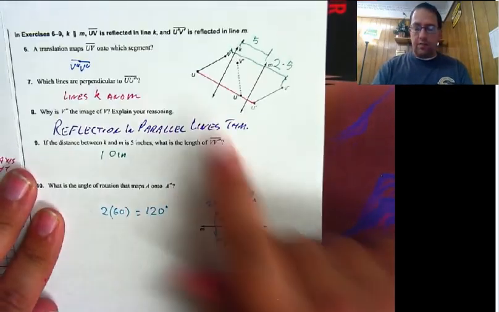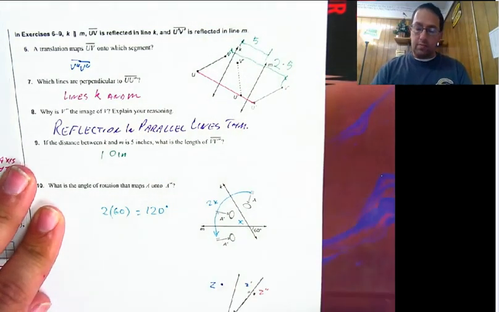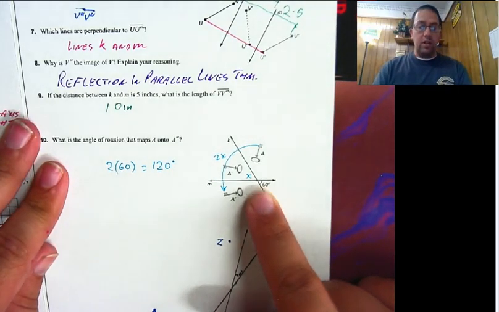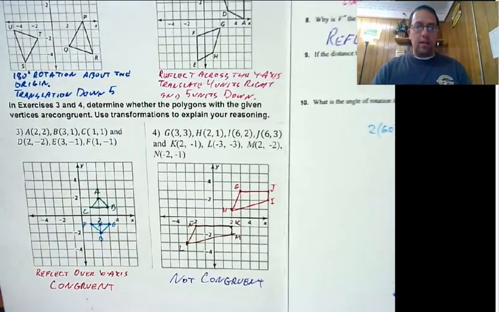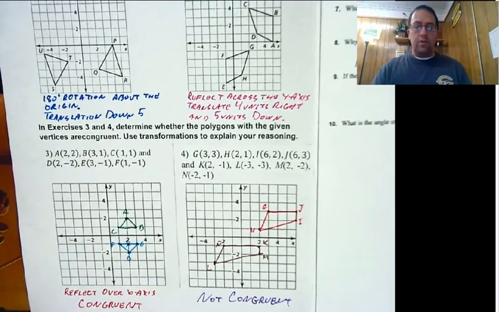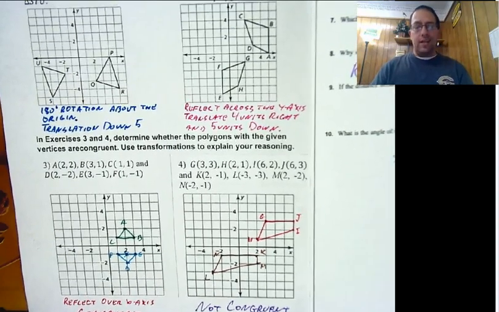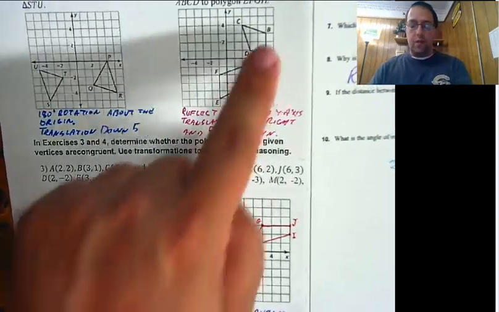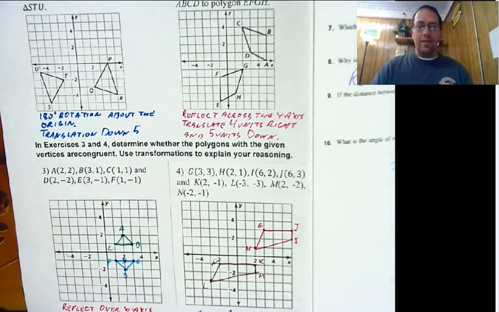Just to refresh, if you reflect over two parallel lines, it's the same as a slide, same as a translation. Double the distance between the lines. If you reflect over two intersecting lines, it's a rotation, double the angle there. And anything is congruent if you can do a series of rotations, reflections, and slides, translations, to get from one to the other. Hopefully you found that useful, and I'll see you in the next video.